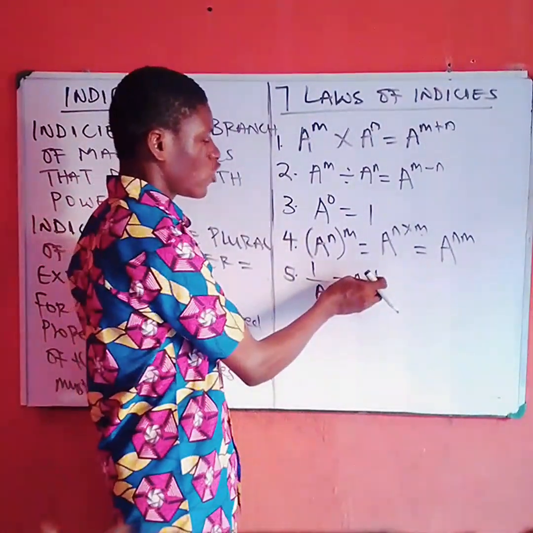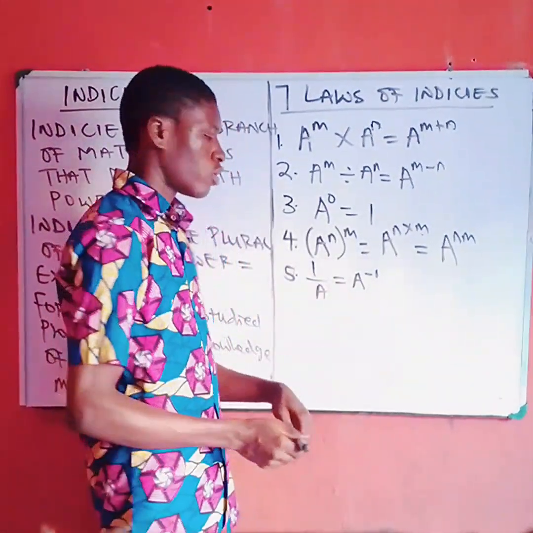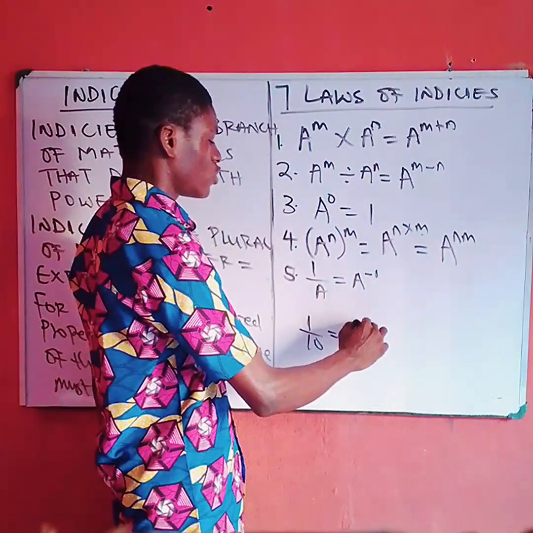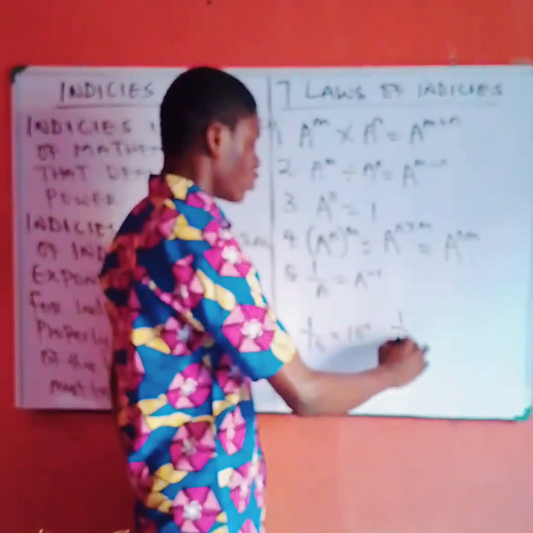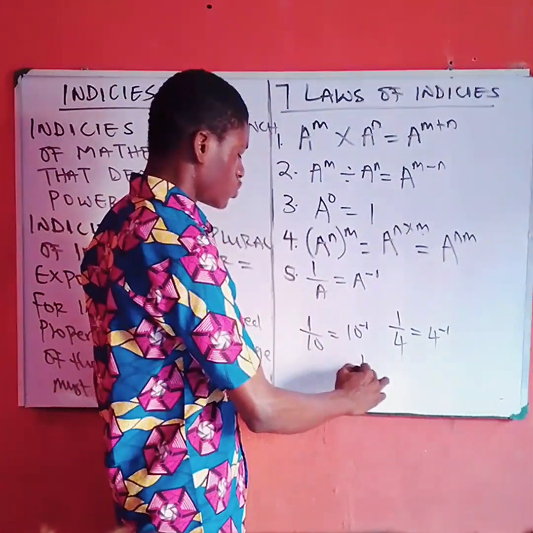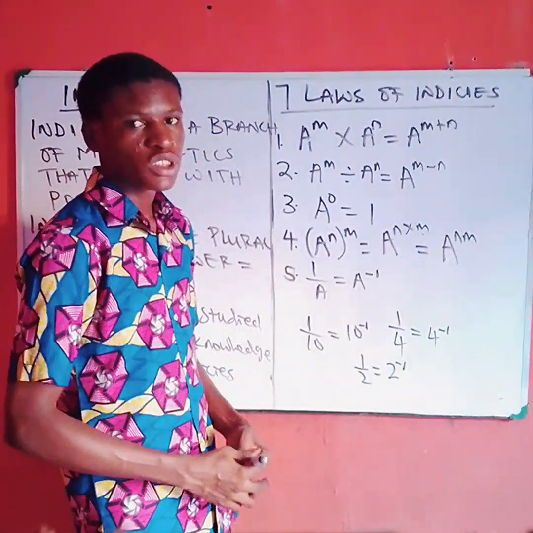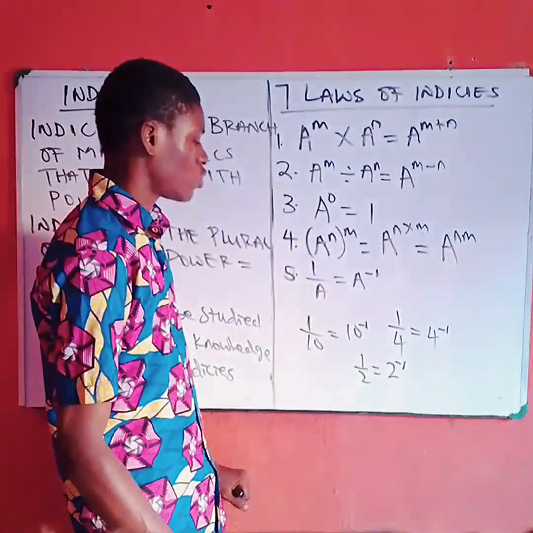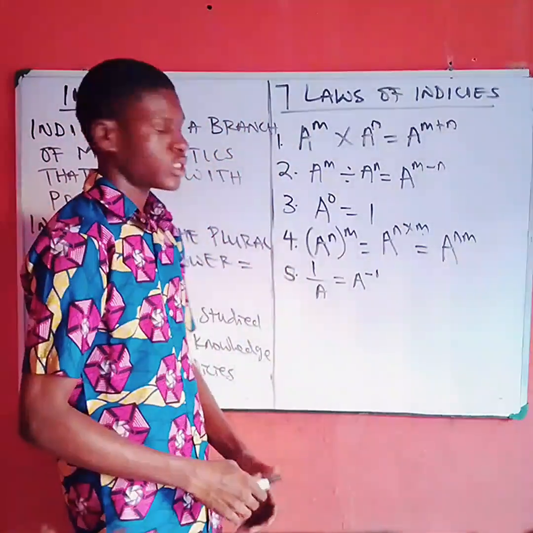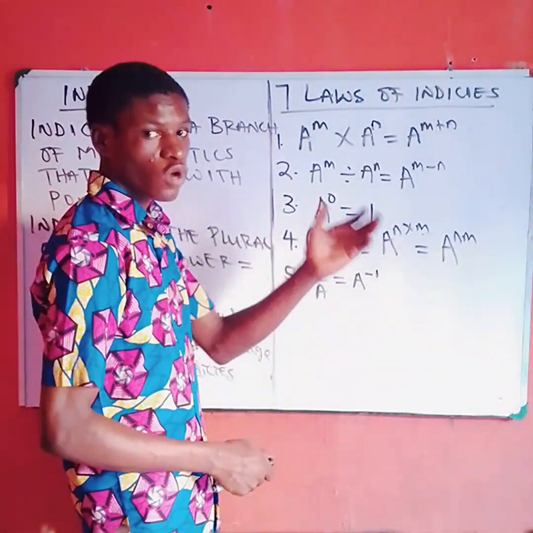So if I have a number raised to the power of -1, I can invert the number. 1 over 10 is equal to 10 raised to the power of -1. 1 over 4 is equal to 4 raised to the power of -1. 1 over 2 is equal to 2 raised to the power of -1. So any number, I can raise it to -1 if I have 1 over it.